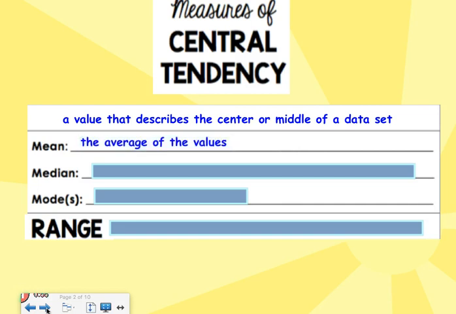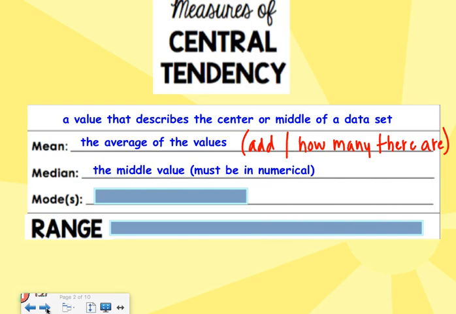The mean is the average of the values. So if you remember, you're going to add them all up, add up all the numbers, then divide by how many there are. Add them up, and then if there was 5 numbers total, then divide by 5.